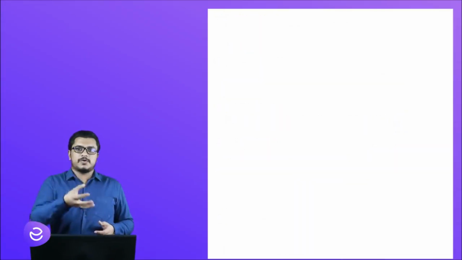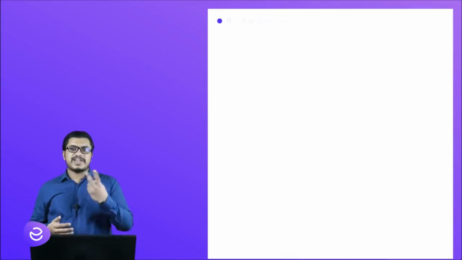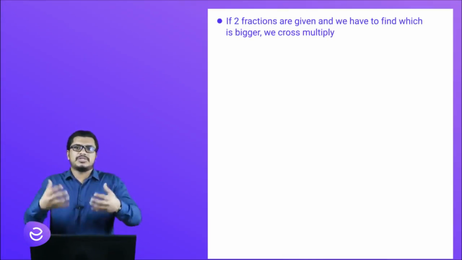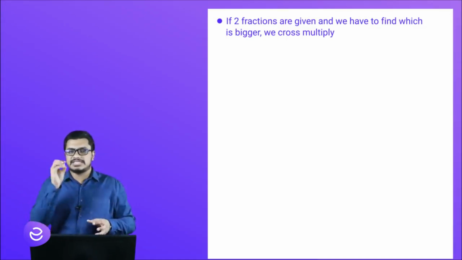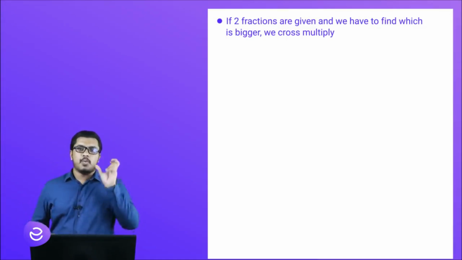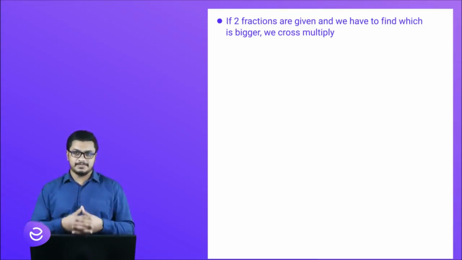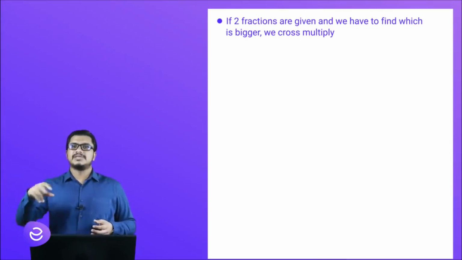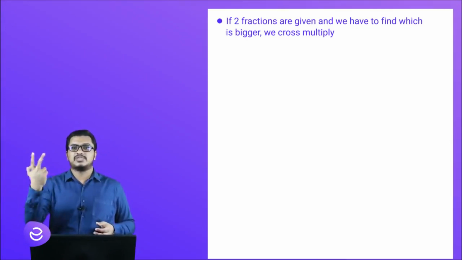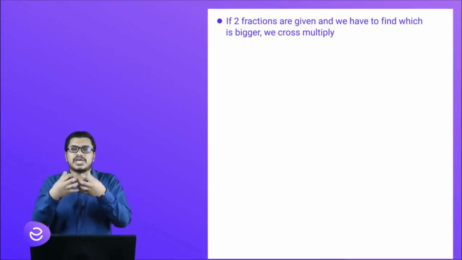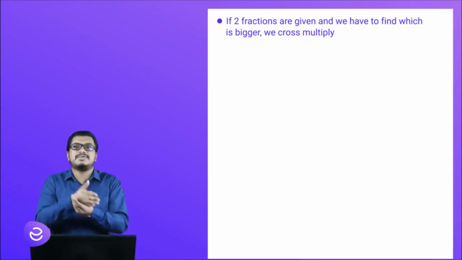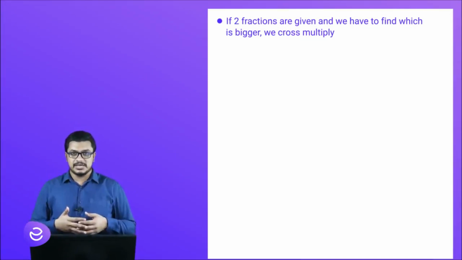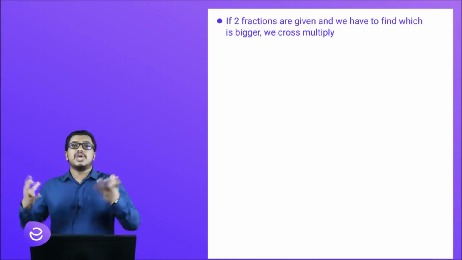Now some tips to solve problems. If two fractions are given and we have to find which is bigger, sometimes we can tell that one of them is bigger just by looking. If we get the question 1 by 2 and 4 by 2, which is bigger? 1 by 2 means half or 0.5, but 4 by 2 we can cut and get the answer 2. So just by looking, sometimes you can know that one fraction is bigger than the other. But sometimes you'll get a question like 324 by 160, 200 by 123, which is bigger.